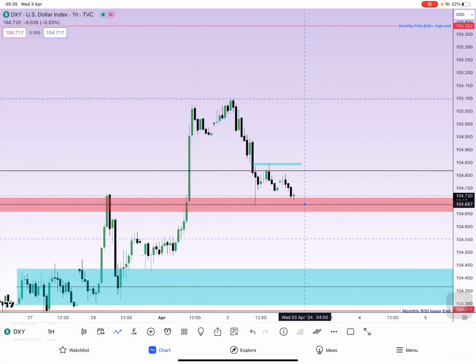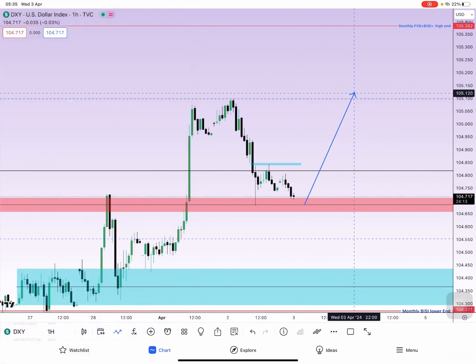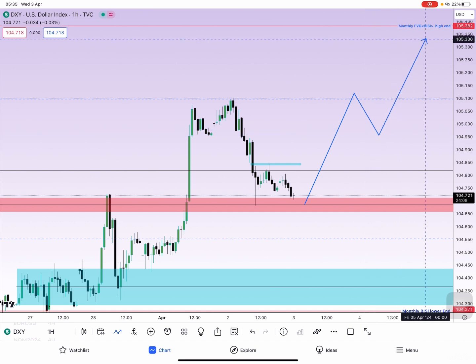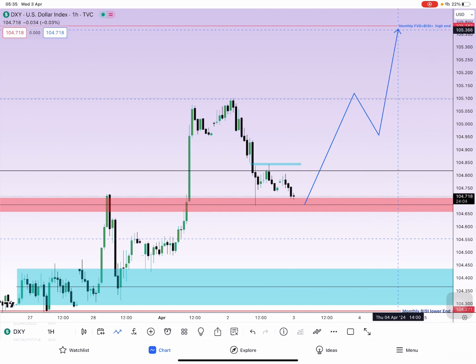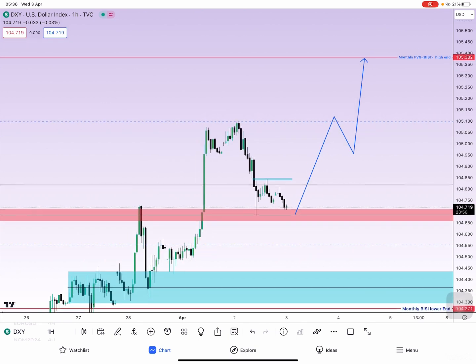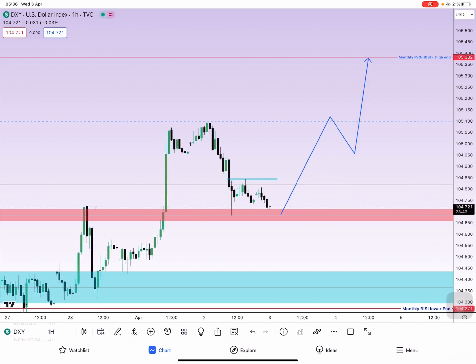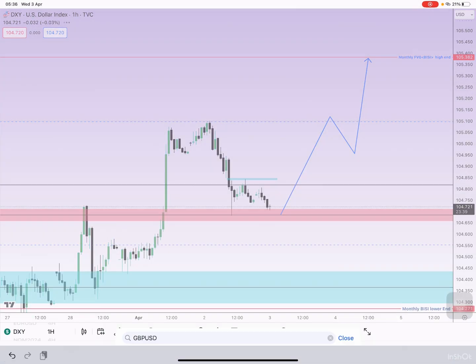So I believe you're going to go here to here, then coming back down again, and we'll go towards this high. That's what I'm expecting on the dollar index, which definitely means we are going to sell the pound and euro against the dollar. So let's see how GBP is moving.